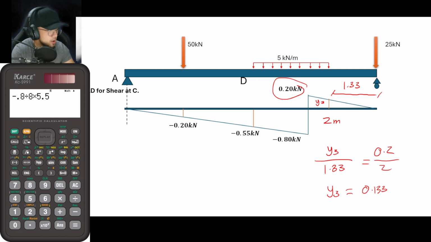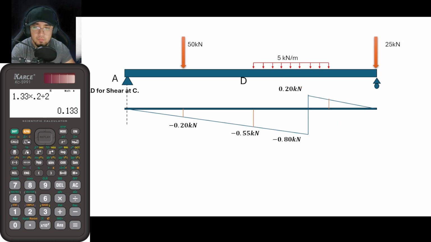So looking at the calculator, that is 1.33 times 0.2 divided by 2. So that is 0.133. Okay? So if I am to erase everything, this is equal to 1.33. Okay, so if that is 1.33, let us now solve for the reaction considering all of these loads.